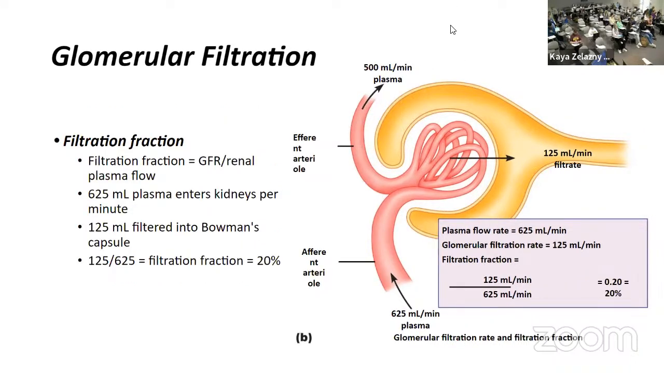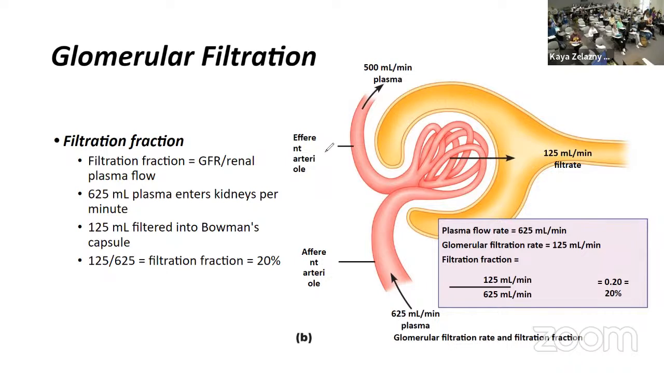So the next thing we're looking at is a filtration fraction. When we talk about the filtration fraction, we're comparing how much filtrate went into the nephron, into the kidney, versus how much plasma got to the kidney in the first place. This is actually pretty good because it means we can give relative rates. You can imagine things that change your plasma flow to the kidney, and things that change the filtration rate. So we can now compare those two directly instead of using these absolute numbers.